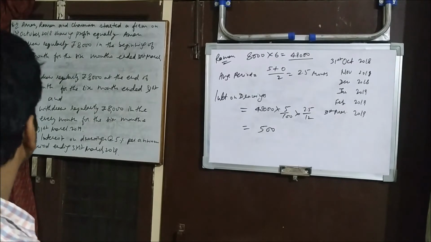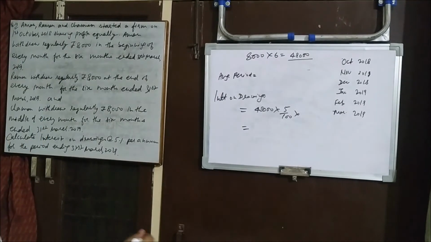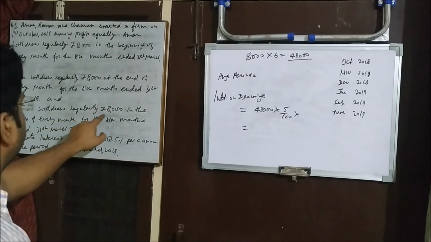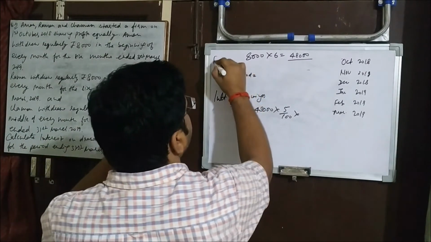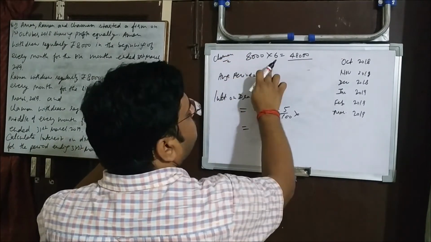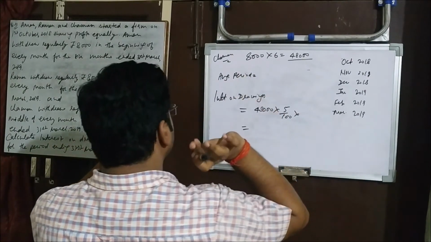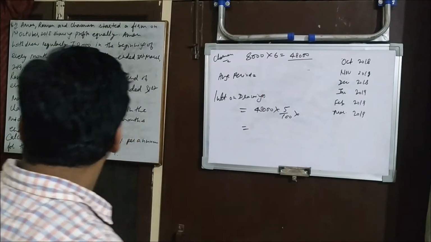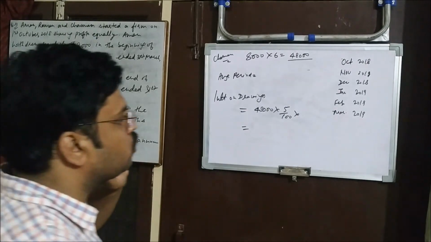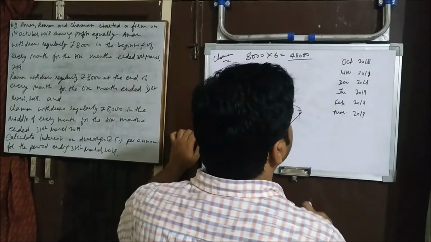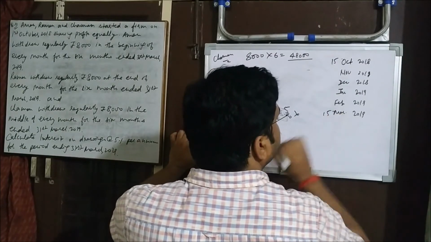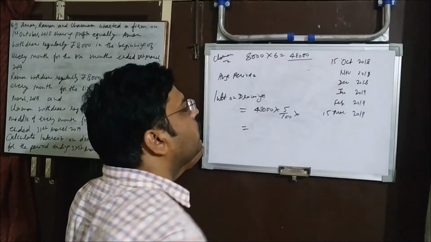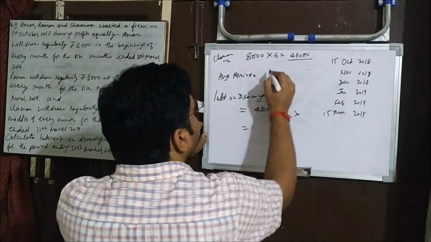Now let's move on to third case, that is of Chaman. So Chaman withdrew regularly rupees 8,000 in the middle of every month for the 6 months. Means Chaman also withdrew the same amount for 6 months, that is 48,000 total amount, average period. Okay, he withdrew that in the middle of every month. So very first he made the drawing on 15th October and the last drawing on 15th March. So if we calculate from 15th October, then how many months are left?